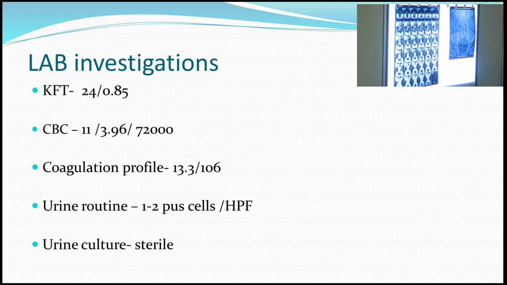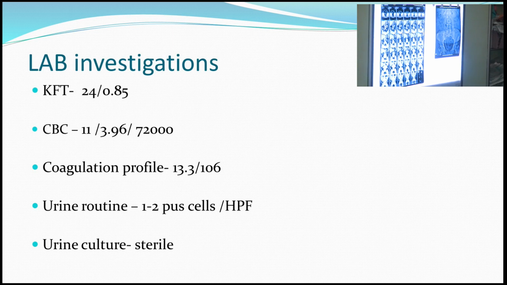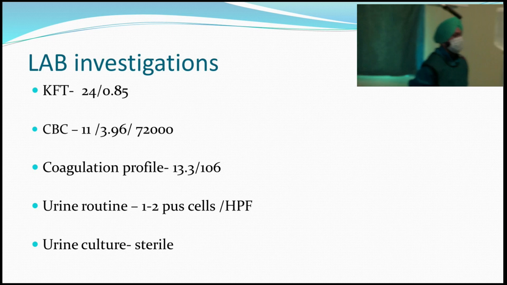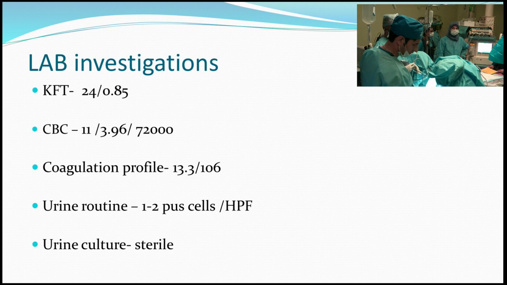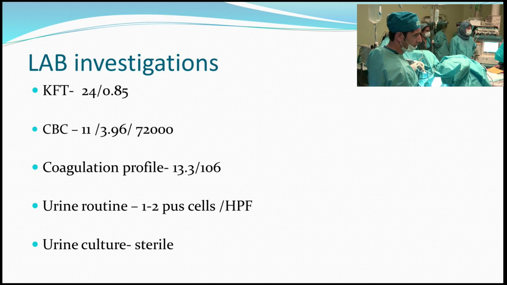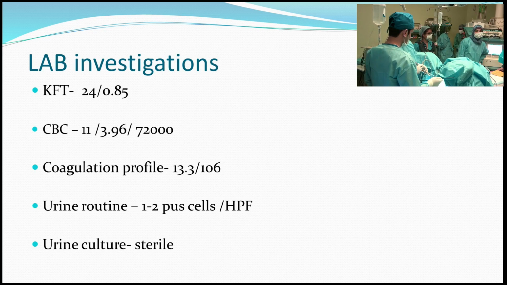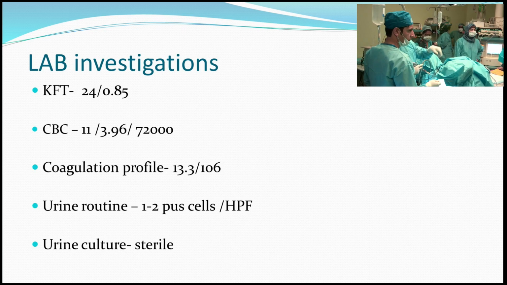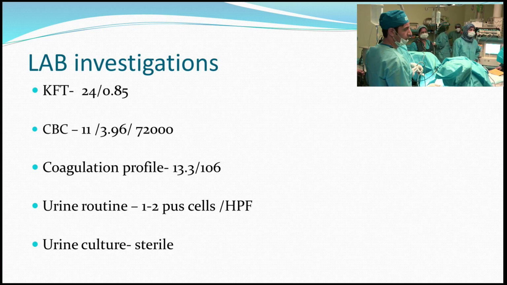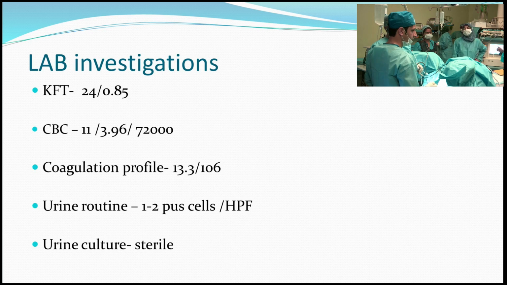Sir, you are live. Okay. So we are proceeding with our first patient, a case of renal stone disease who presented with a chief complaint of pain over the right flank since 1 year, on and off. She came to our OPD and was evaluated. Her routine investigations: creatinine was around 8.85, hemoglobin was around 7. Coagulation profile: PT around 13.3 and INR 1.06, and her urine culture was sterile.